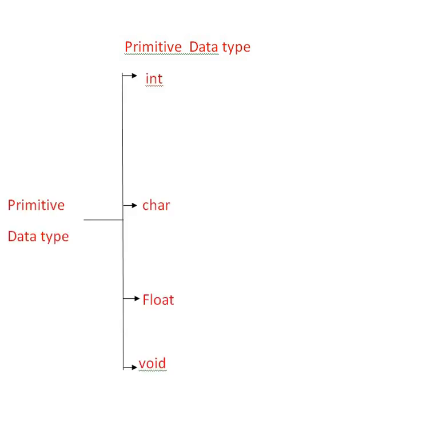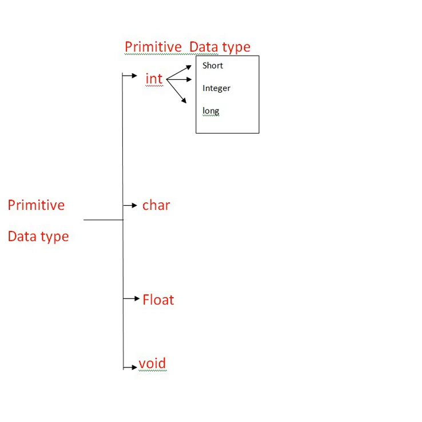Primitive data types are again subdivided into many data types. Now what are the types? Let's see the sub-classification of primitive data types. First is int, second is char, third is float, and last one is void. So these are primitive types. Now what are integers? Integers are divided into three types: short, integer, long.